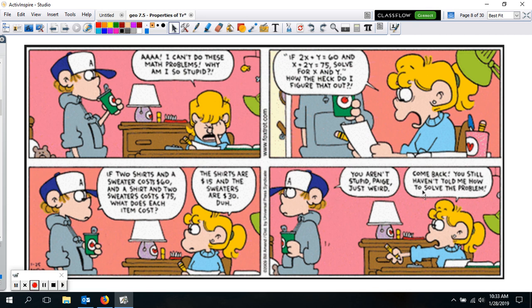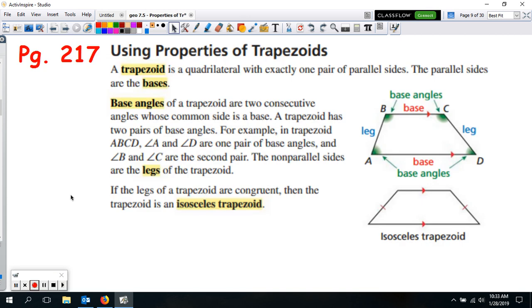So obviously he did tell her how to solve the problem in the language that she understood, but she didn't quite make that connection. All right, so let's move on to what we're going to do here. Off to the races. We're going to first talk about the vocabulary in this section. So page 217, go to that page and you'll see the top basically 5 vocabularies up there.